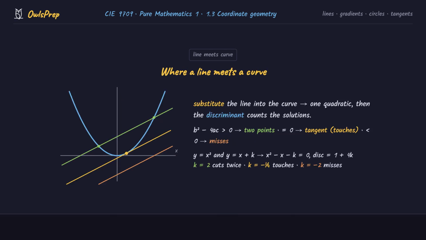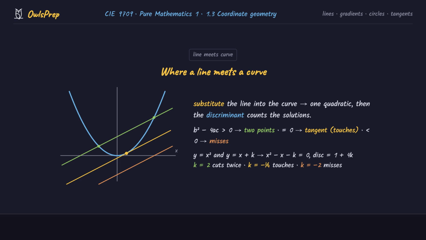The method is always the same. Substitute the line into the curve to get a single quadratic. Then let the discriminant count the solutions. Remember from topic 1.1, the discriminant, b squared minus 4ac, tells you how many real roots. Positive means 2, 0 means exactly 1, negative means none. Geometrically, those are 2 intersection points, a tangent that just touches, or a complete miss.